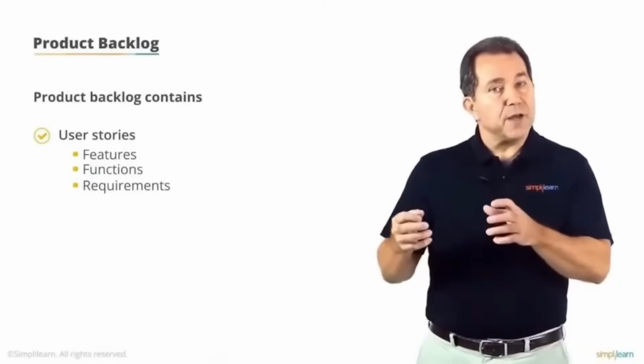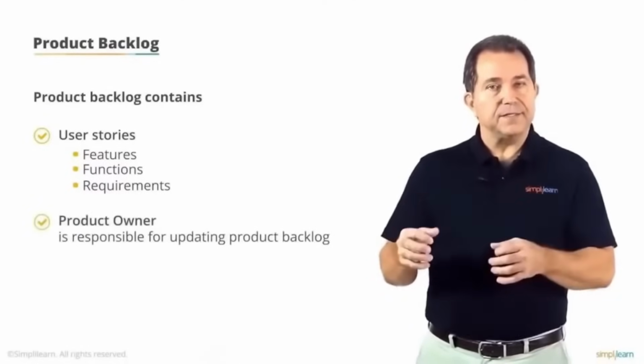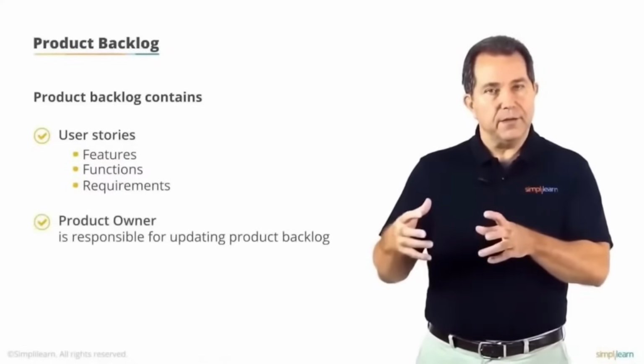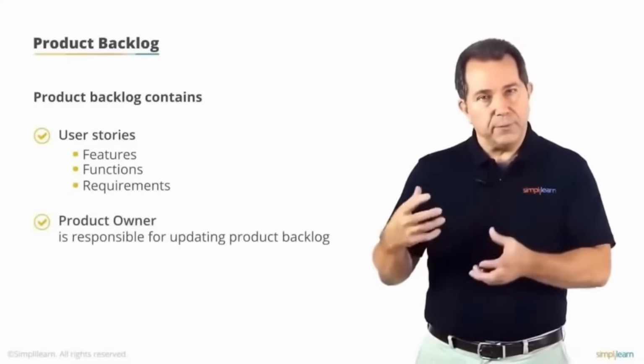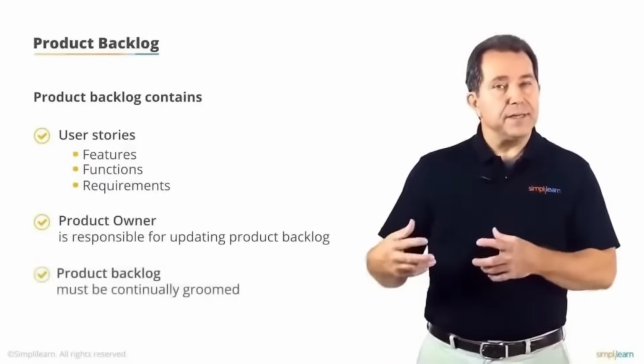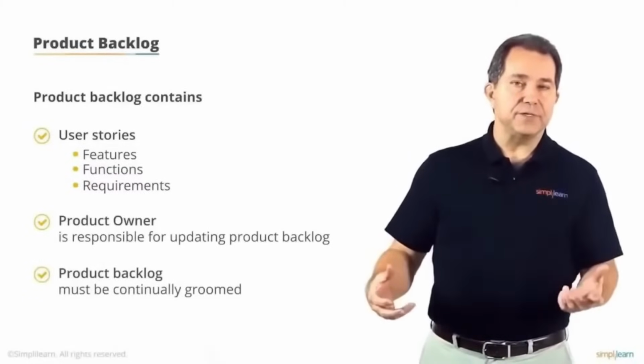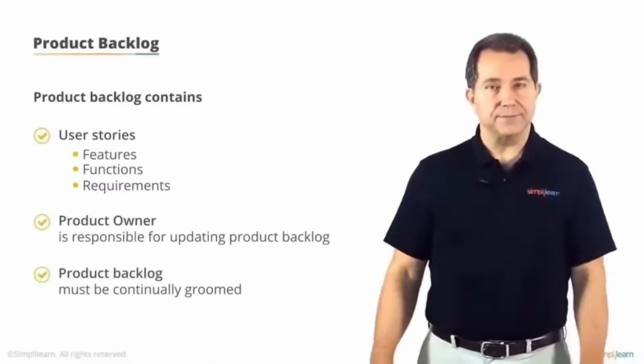The product owner is responsible for keeping the product backlog current and up to date. This is accomplished by pruning the backlog, which is prioritizing and reprioritizing. The product backlog must also be continually groomed. This is the process of adding and removing user stories based on the need and desire of the customer.